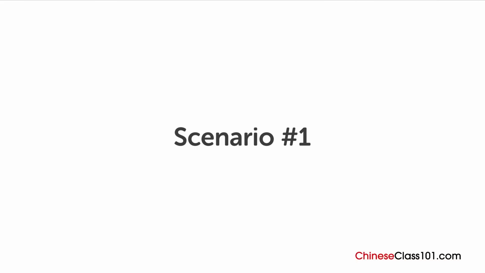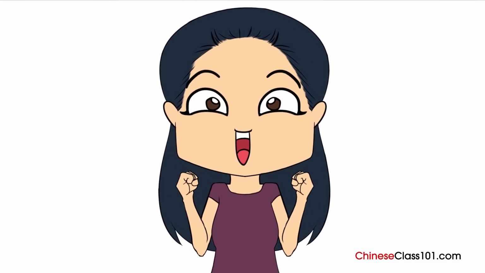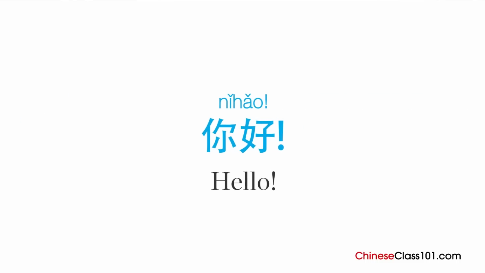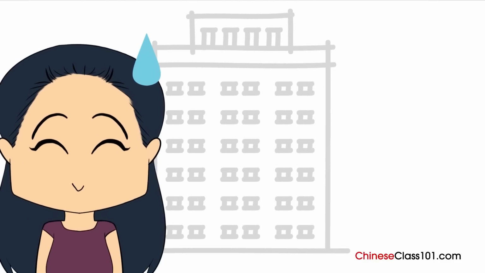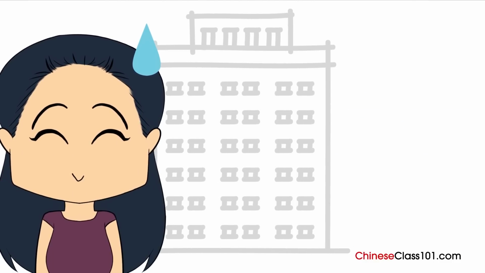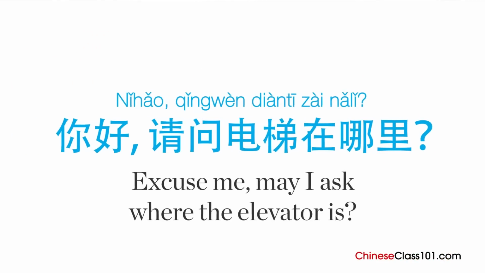Scenario number 1. You want to get someone's attention, so you can wave at them and say, Nihao. It's easy and polite. In a restaurant, you may say to a waiter, 你好, 点餐. If you're lost in a shopping mall and try to find the elevator, you may ask a sales lady or shopper by saying, 你好, 请问电梯在哪里?